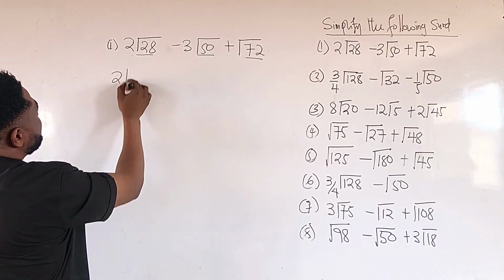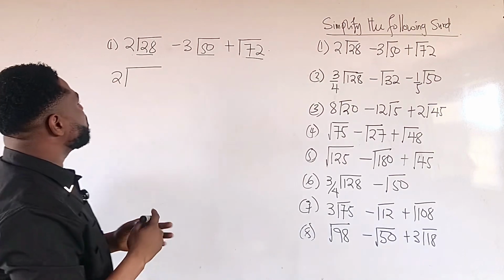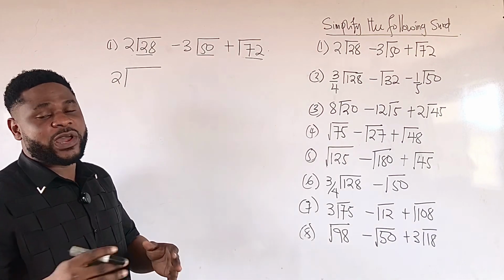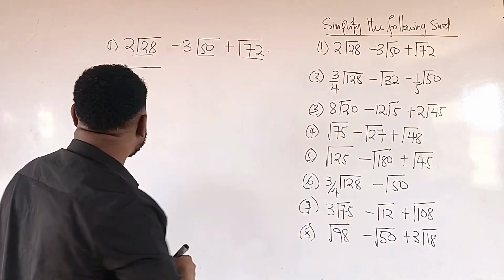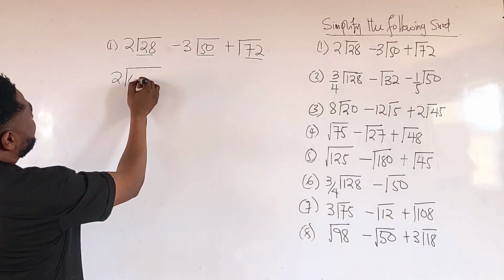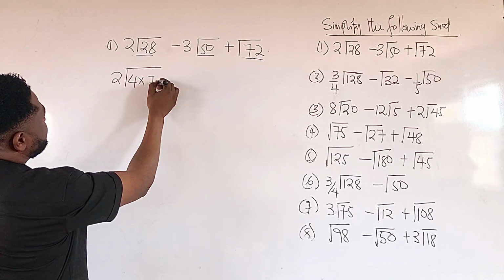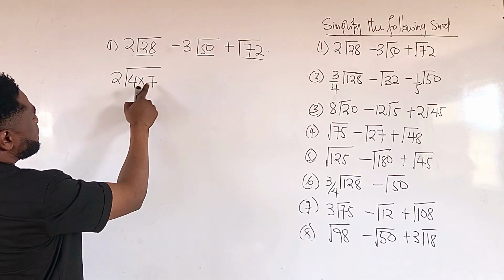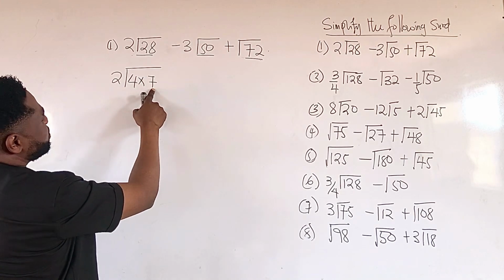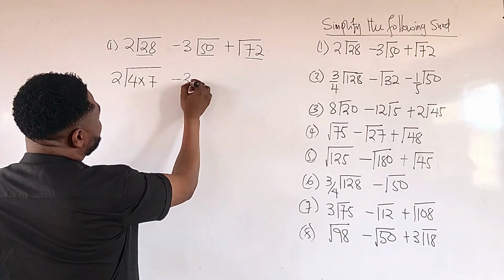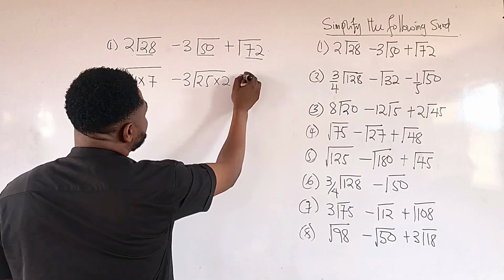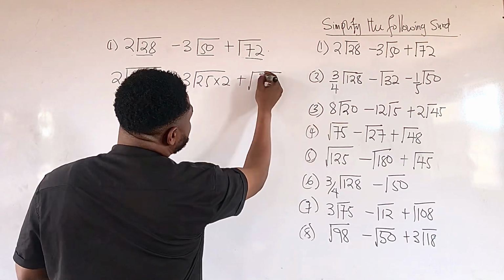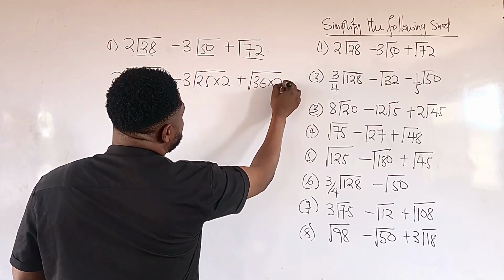Now when we look at our 28, we look for two numbers. When we multiply them, we'll get 28. But one of the numbers has to be a perfect square and one a non-perfect square. And 4 times 7 will give us 28. Our 4 is a perfect square and 7 is a non-perfect square. The same thing we do with our 50, which will be 25 times 2. The same thing with our 72, 36 times 2.